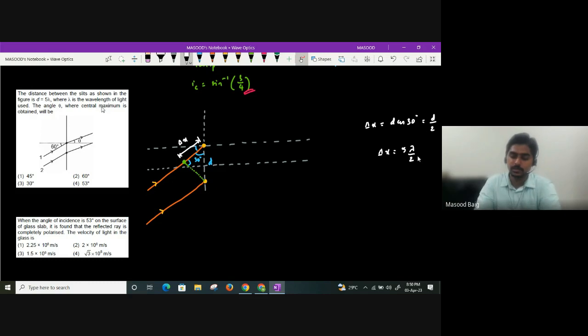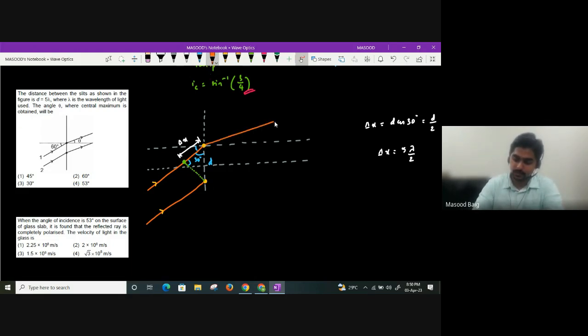The distance between the slits as shown in the figure is 5 lambda, where lambda is the wavelength of light used. The angle theta where central maxima is obtained, they are asking. So there is some initial path difference between these two. Finally, I need to remove that particular path difference. They are asking us to find the theta value. What can I do now?